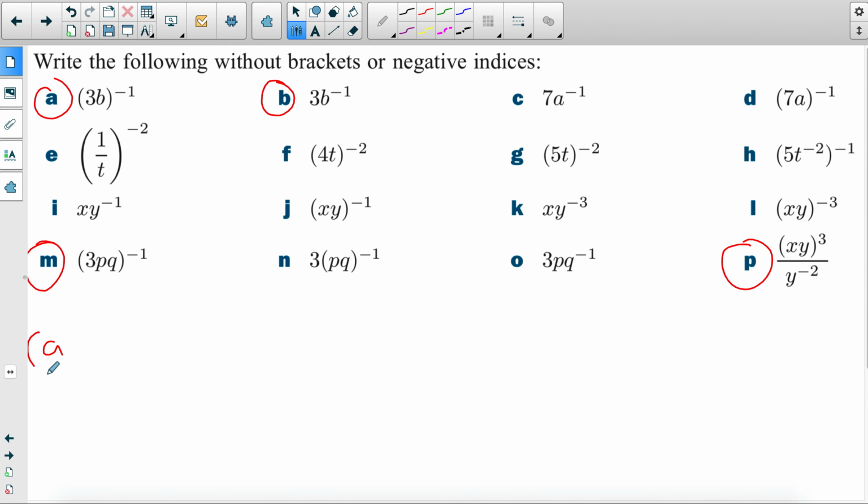For part A, all of 3b is being raised to the power of a negative 1, which means I could reciprocate all of it. And that's what you get. But for B, only the b is raised to the power of a negative 1, which means I need to only reciprocate the b. Notice how different this is. I shouldn't reciprocate the 3 because it's not being raised to the power of negative 1. And similarly it would be the same for C and D and the rest here.